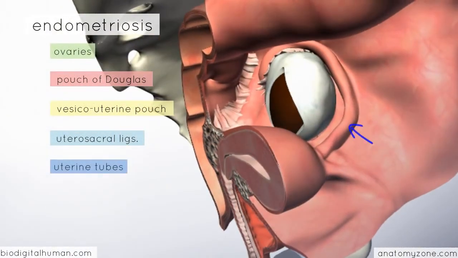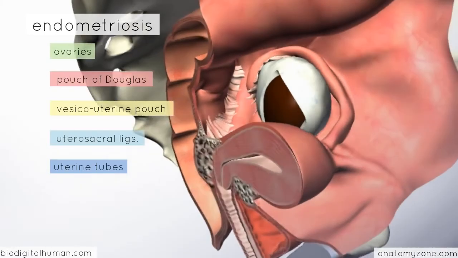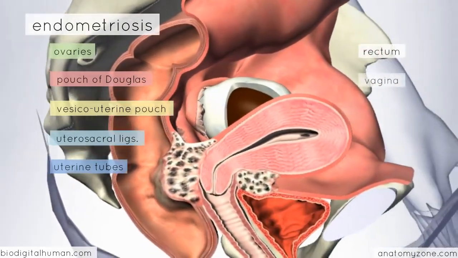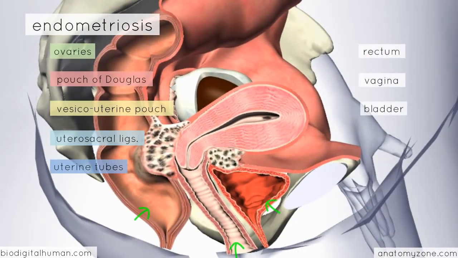Endometriosis isn't actually confined only to the pelvic cavity. It also affects the umbilicus. It can affect wound scars. It can affect the pleura, the pericardium, and even the central nervous system. Other sites in the pelvic cavity involve the rectum, the vagina, and the bladder.